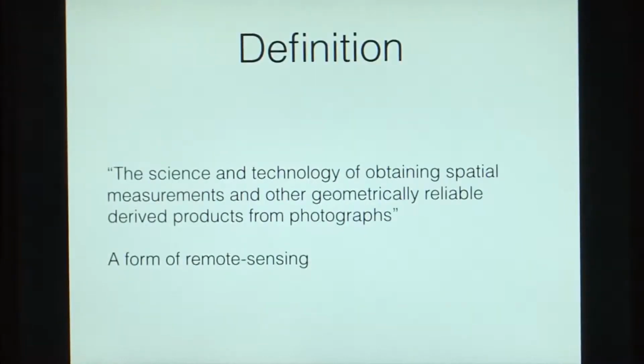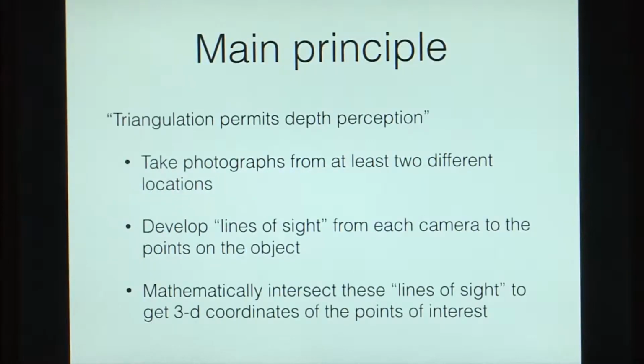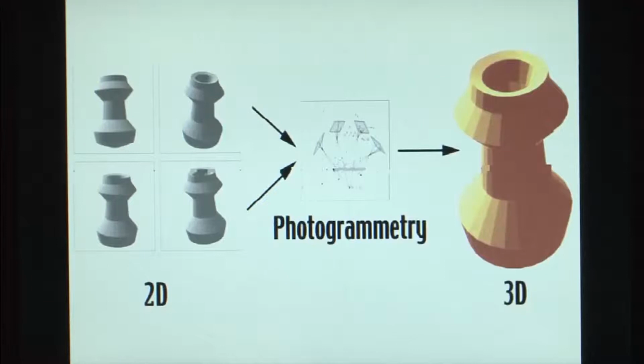Next we looked at photogrammetry. Photogrammetry is a form of remote sensing that utilizes the science and technology of obtaining spatial measurements and other geometrically reliable derived products from photographs. The main principle of photogrammetry is that triangulation permits depth perception. Essentially we are taking multiple images of an object, and then we are using photogrammetry to convert it into 3-dimensional information.